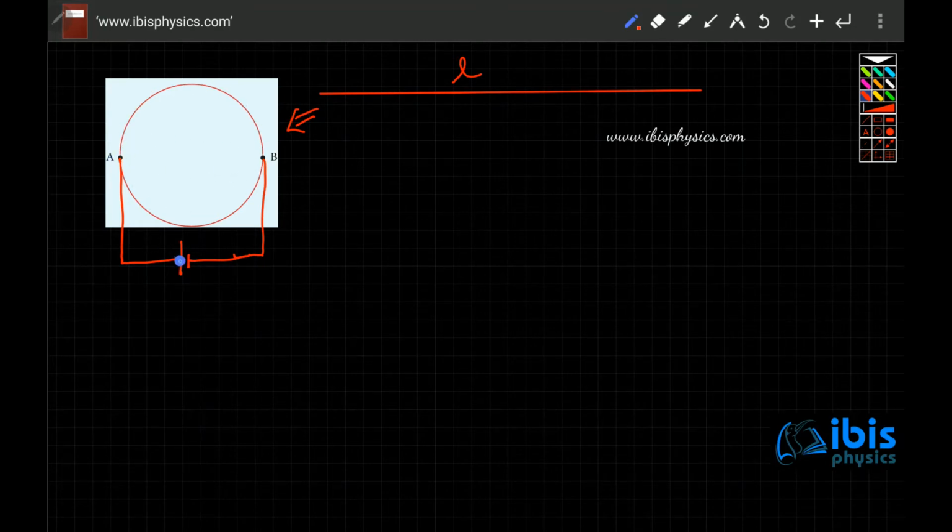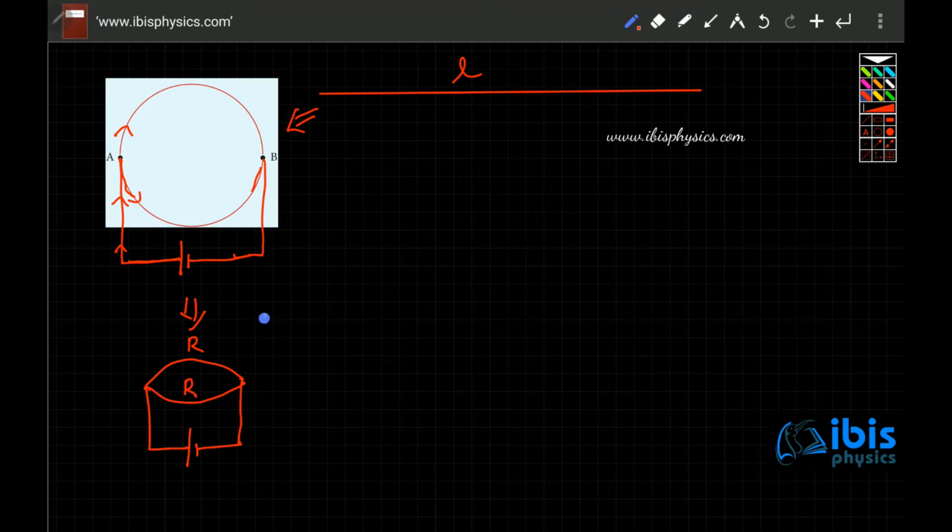If you try to redraw this, suppose when you connect the battery, assume that the current is coming this way. Here at point A, the current divides into 2 parts. Then, after passing through half the circle, they again come back and join here. This section of the wire and this section of the wire are parallel to each other, so this can be redrawn into 2 pieces. Those 2 pieces have equal resistances. If this resistance is R, this resistance will also be R.